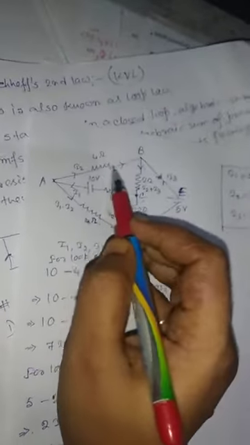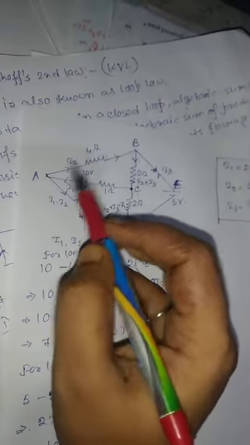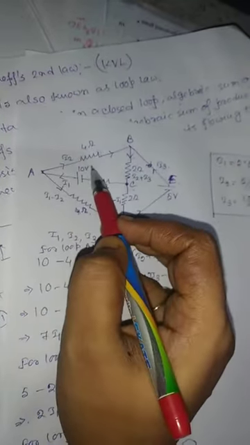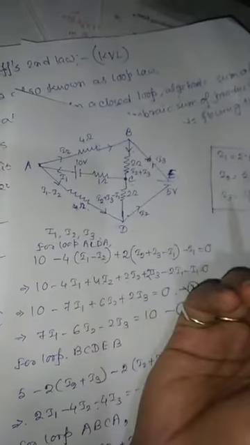After that, the voltage drop can be found. For example, 4 into I2. So from there you will easily find out the voltage drop across each and every resistance.